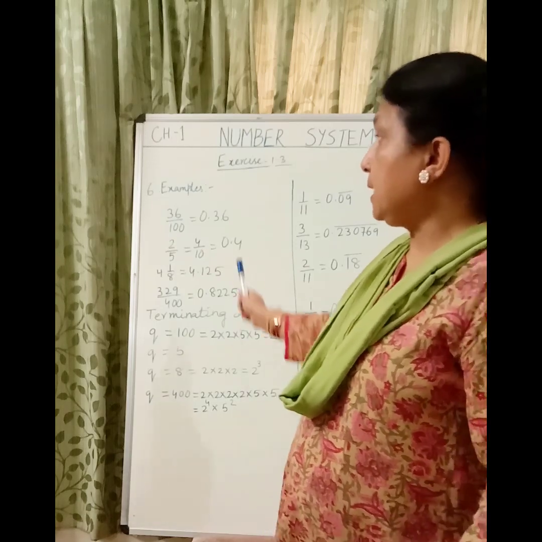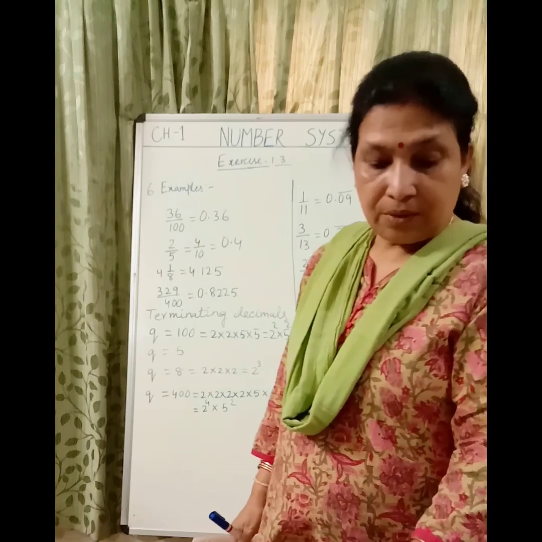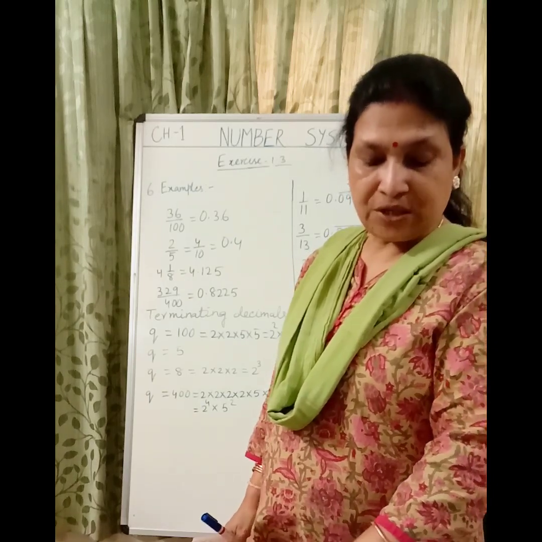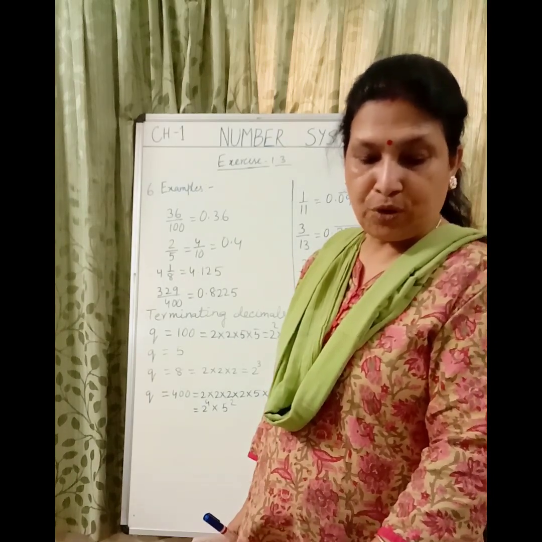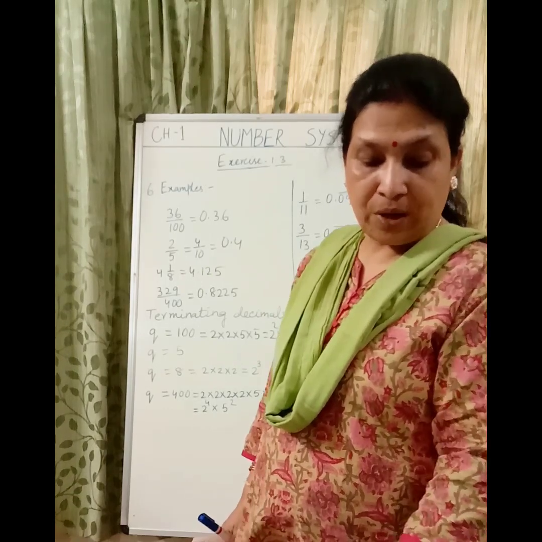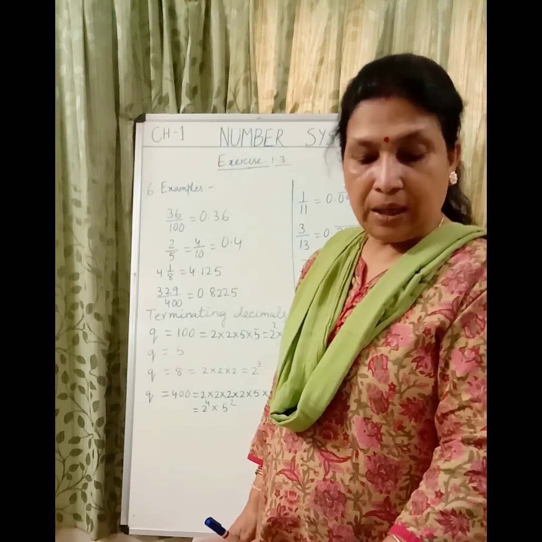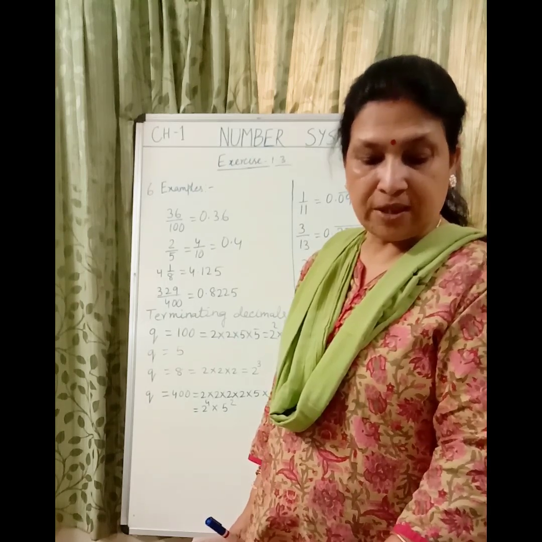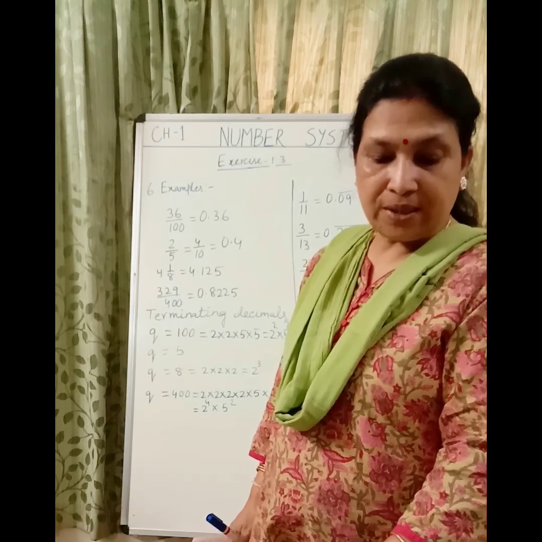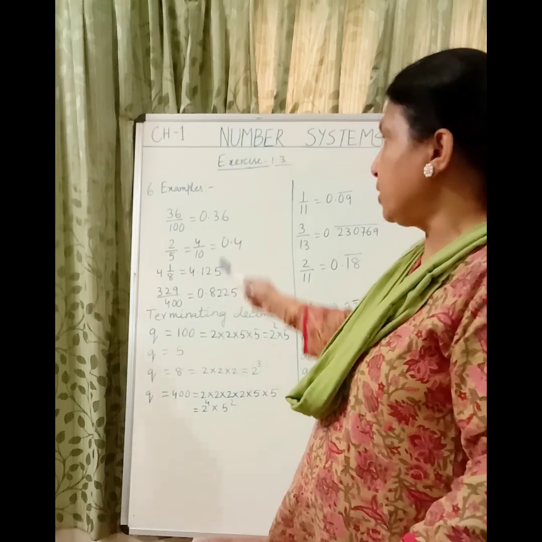Now next question, question 6. Look at several examples of rational numbers in the form of P upon Q, Q is not equals to 0, where P and Q are integers with no common factors other than 1 and having terminating decimal expansions. Can you guess what property Q must satisfy? What is this Q? Q is the denominator.